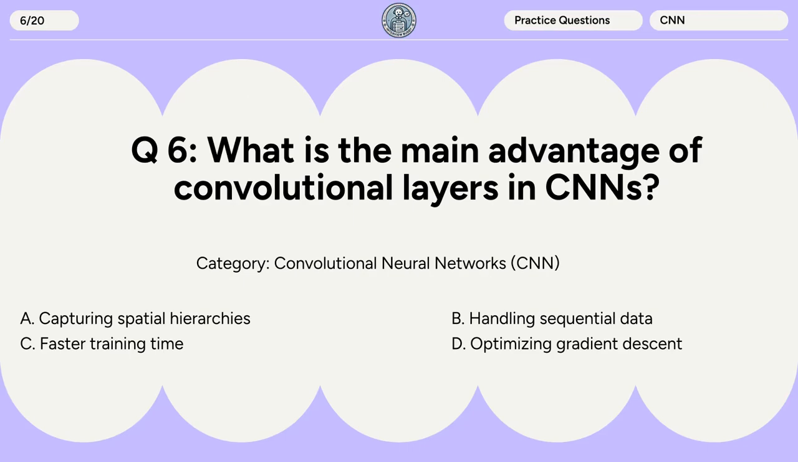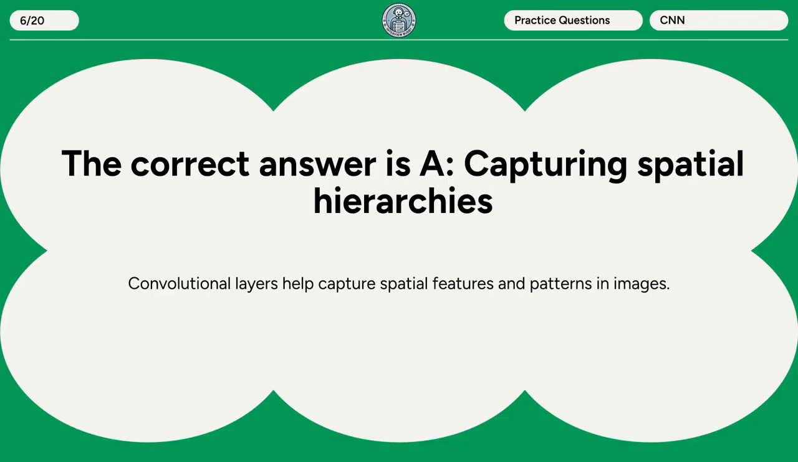Question 6. What is the main advantage of convolutional layers in CNNs? A. Capturing spatial hierarchies. B. Handling sequential data. C. Faster training time. D. Optimizing gradient descent. The correct answer is A. Capturing spatial hierarchies. Convolutional layers help capture spatial features and patterns in images.